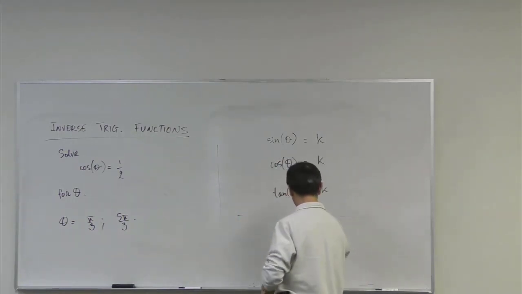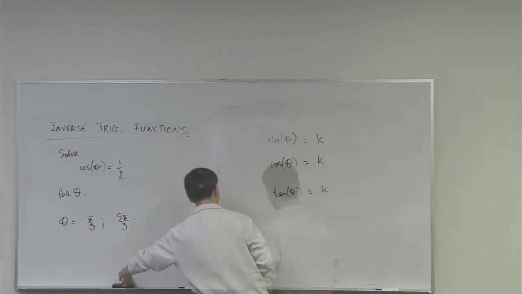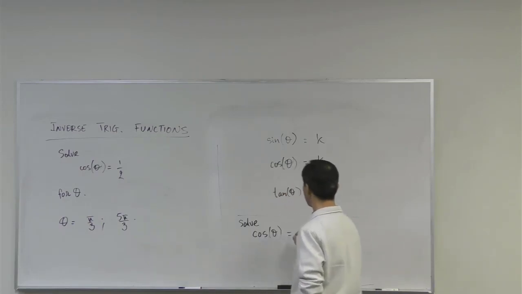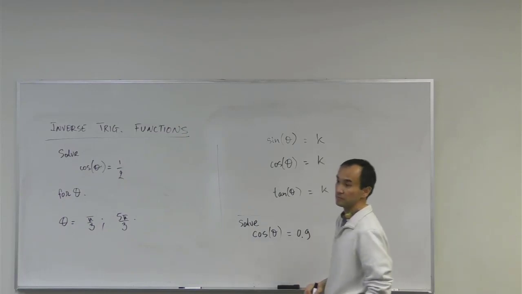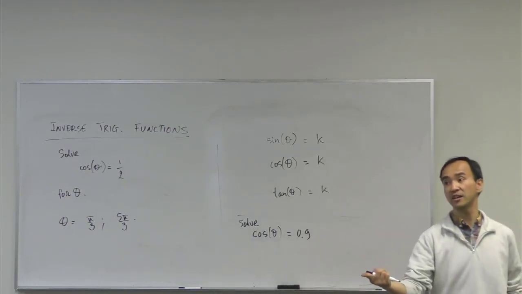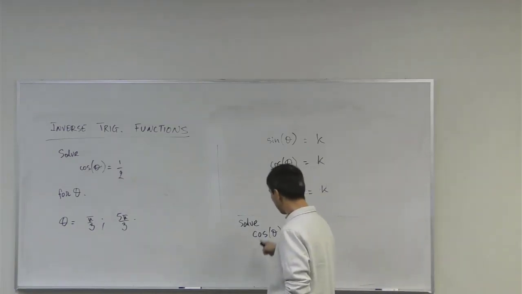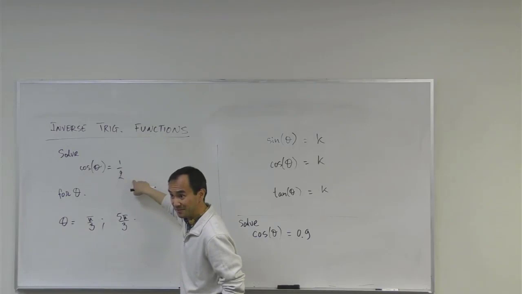But now think about it once again. If you want to solve cosine of theta equals 0.9, for example, this is where the challenge comes. See what I'm saying now? Because something like this, well, by the way, numerically speaking, 1/2 is 0.5, right?